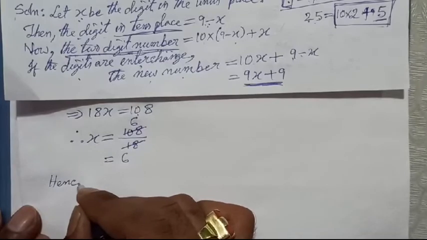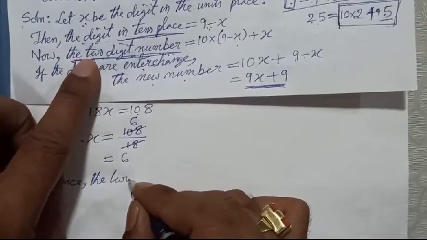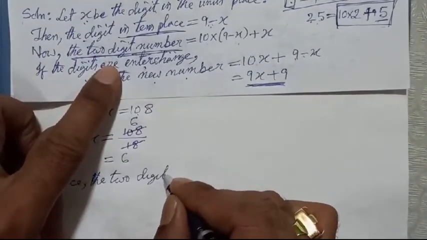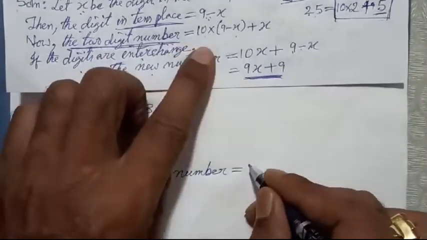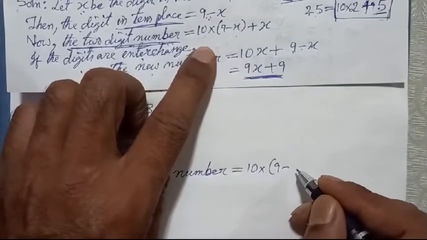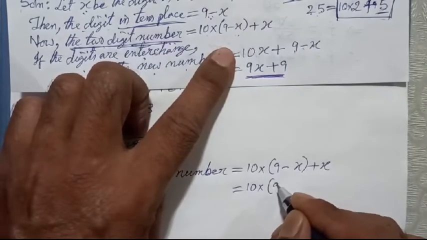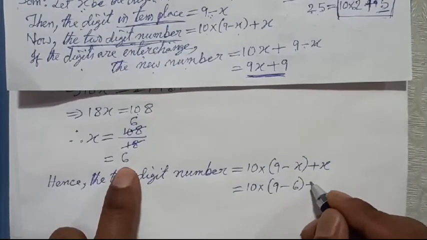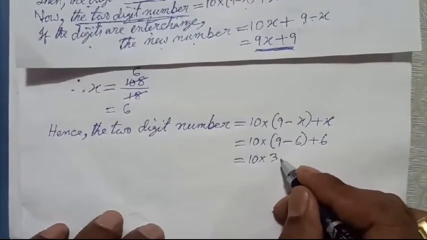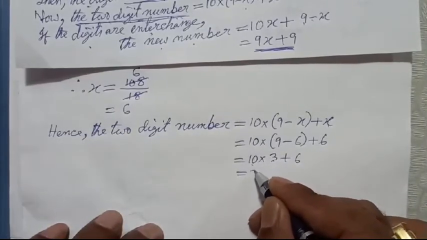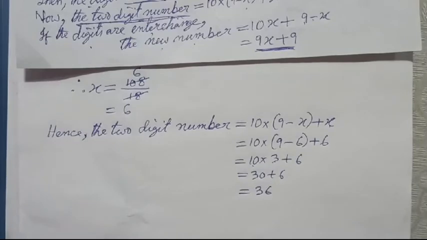Hence, the 2-digit number is equal to 10 into (9 minus x) plus x, which is 10 into (9 minus 6) plus 6. 10 into 3 is 30, plus 6 is equal to 36. So 36 is the required 2-digit number. Here, this question is over.